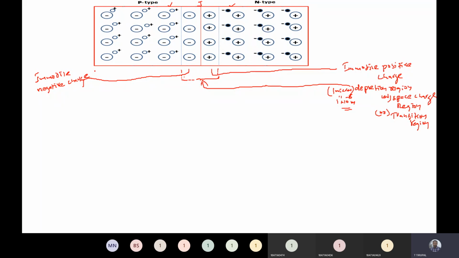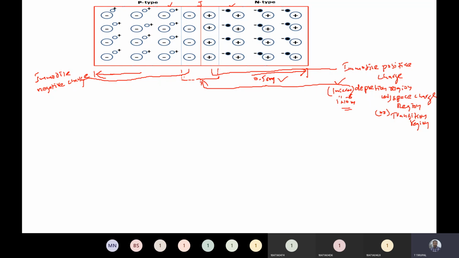And the complete width of this PN junction, from this point to this point, ideally is equal to 0.5 centimeters. The complete width of the P-type and N-type semiconductor combination is 0.5 centimeters. Please do remember this. The ideal width of PN junction is 0.5 centimeters and the width of depletion region is 1 micron, which is 1 into 10 power minus 6 meters. The region where immobile charge is present is called depletion region, space charge region, or transition region.